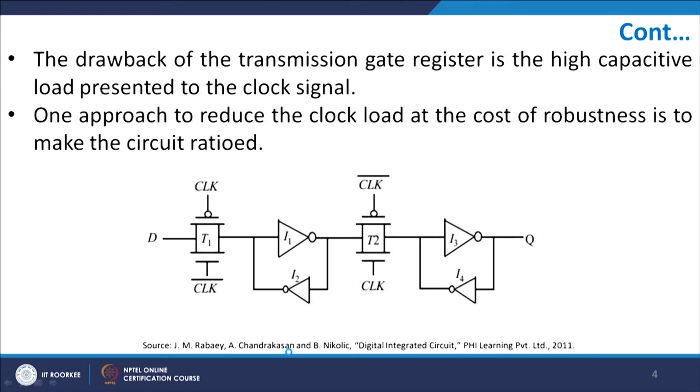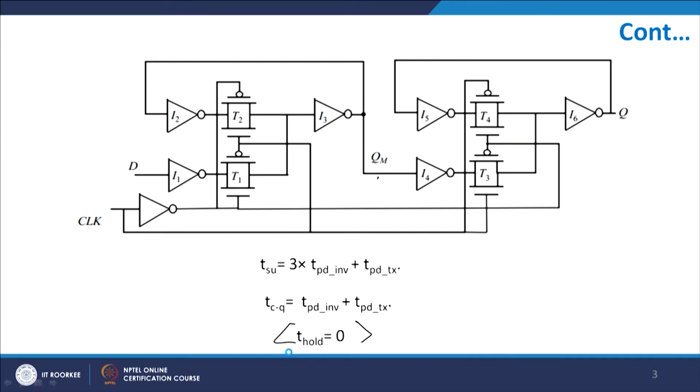However, there is a problem here. See, the problem is something like this. If you look very carefully, the clock is actually feeding 1, 2, 3, 4, 5, 6, 7, 8. So, the clock is feeding 8 transistors, right, and therefore the clock load is typically very high, which means that the clock has to drive 8 transistors at each point of time.